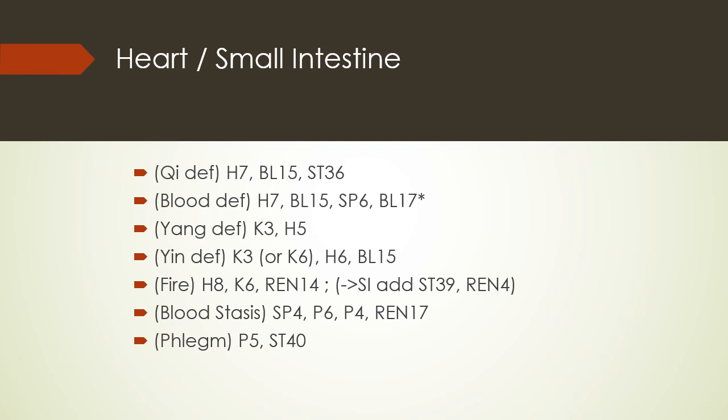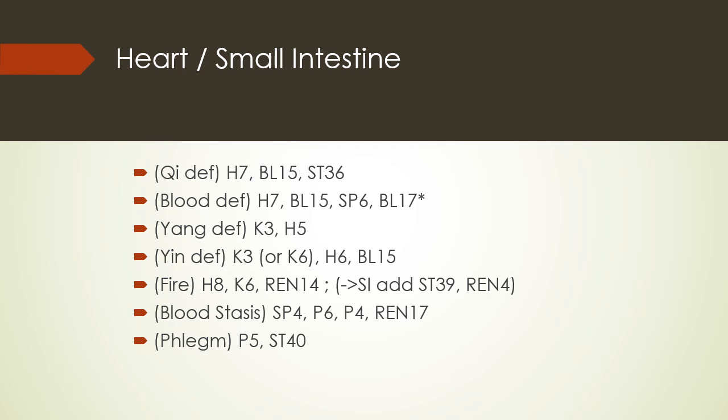For yin deficiency, kidney 3 or kidney 6, which is a little more for deficiency heat, along with heart 6. Again, you can use heart 7, but heart 6 is a little more specific towards heart yin deficiency, and bladder 15. For heart fire, this is heart 8, which is the yin spring point, the fire point, and so is used to drain heart fire.